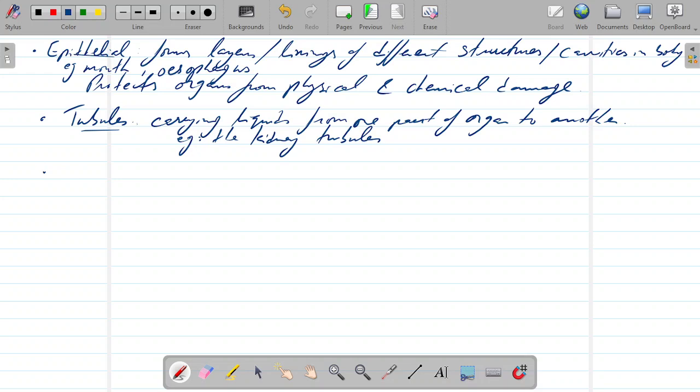You have obviously the muscle tissue, and these are present in blood vessels. So muscle tissues, blood vessels, nerve fibers, and connective tissues.